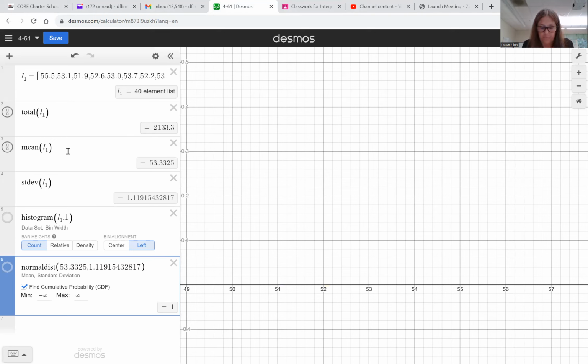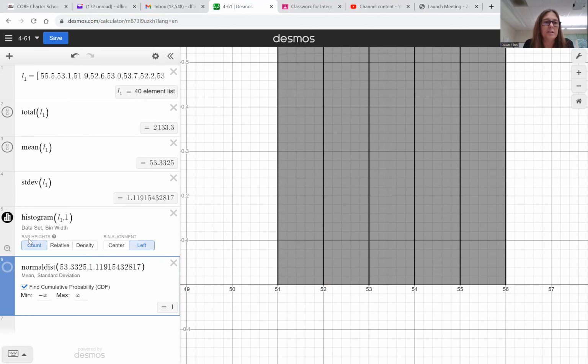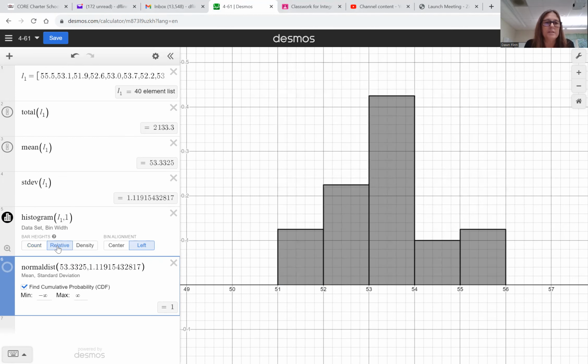For the histogram, all I had to do is type the word histogram, and then L1 because it wants the data set, and then it wants the bin width. They told me to use a bin width of 1. I want a relative histogram, so I pressed the relative button, and I like it left aligned, so it's left aligned. And so that's my recreation of the histogram that we had in problem 4-61.